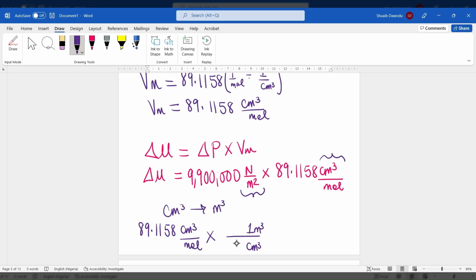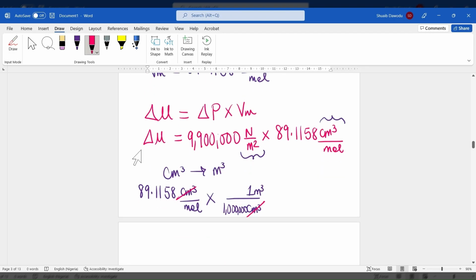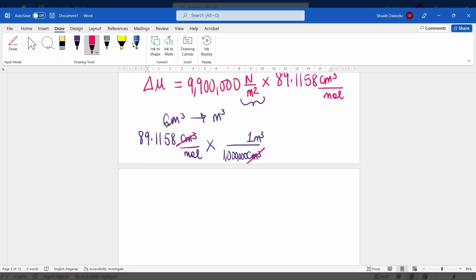When we do that, 1 meter cube is the same thing as 1 times 10 to the power 6 centimeter cube, or 1 million centimeter cube. Of course, you're going to cancel out the centimeter cube here and the centimeter cube here. So the new answer will be 89.1158 times 10 raised to the power of negative 6 meter cube per mole. So this is basically going to be the answer to this one.